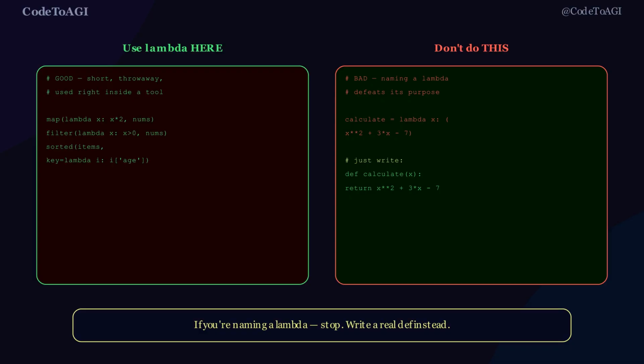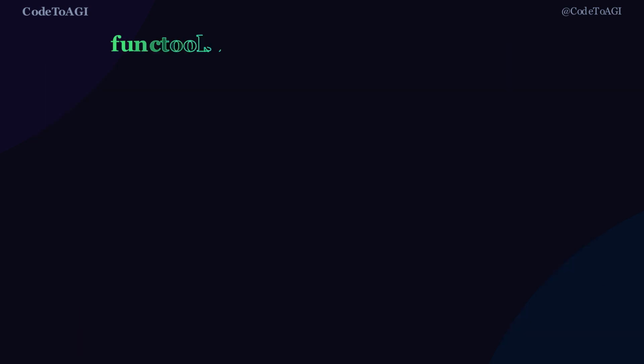Here's the rule that matters. Use lambda for short, one-time logic, usually inside map, filter, or sorted. Do not use lambda for anything with a name worth keeping. Not for multiple lines. Not for anything you'll reuse elsewhere. If you're naming a lambda, calculate equals lambda x:, stop. Just write def calculate instead. Naming a lambda defeats its entire purpose.